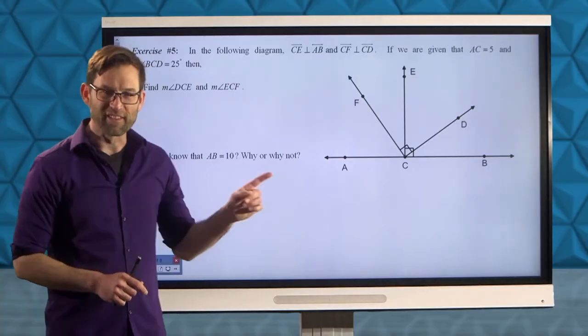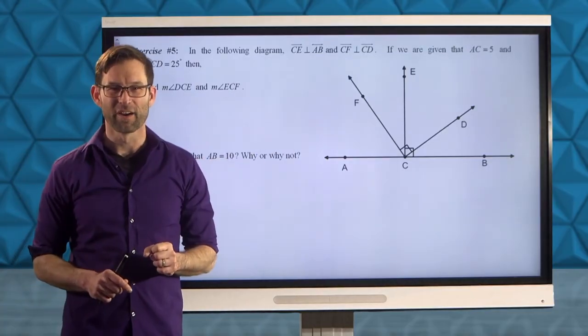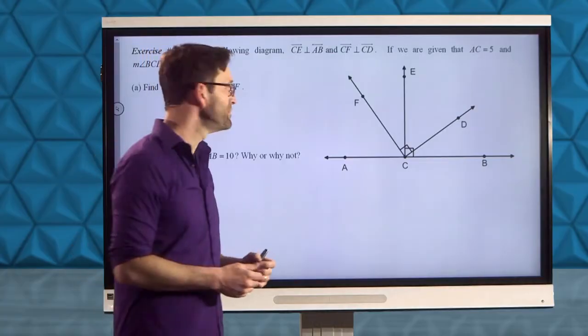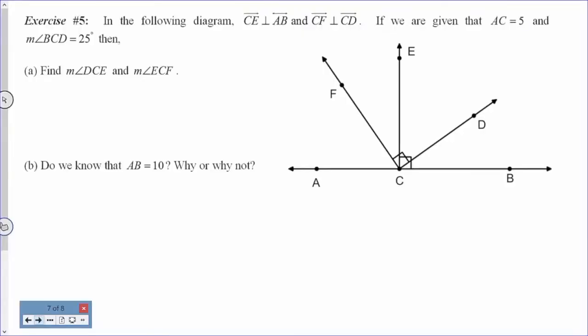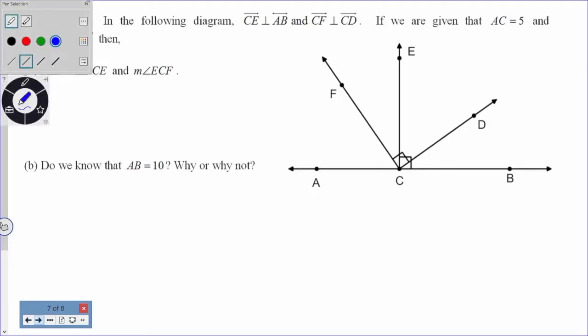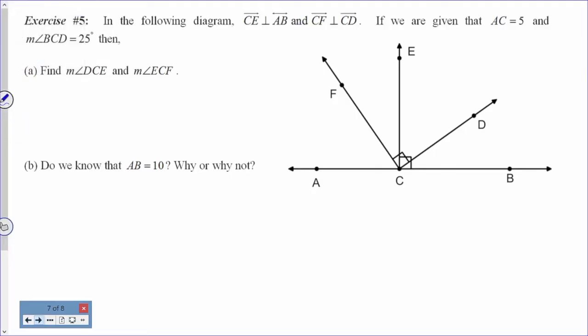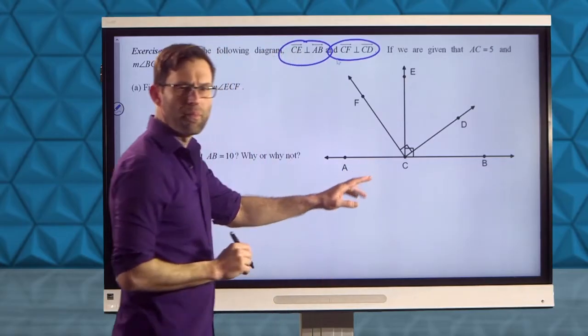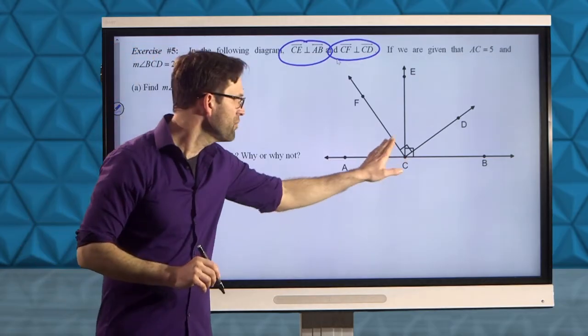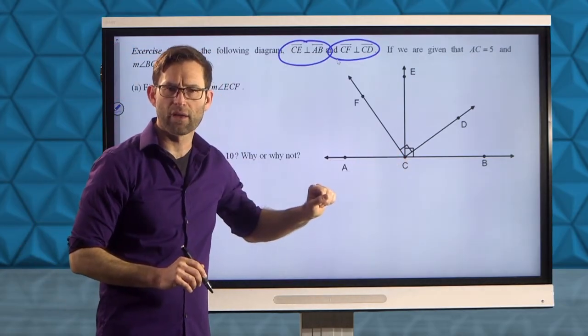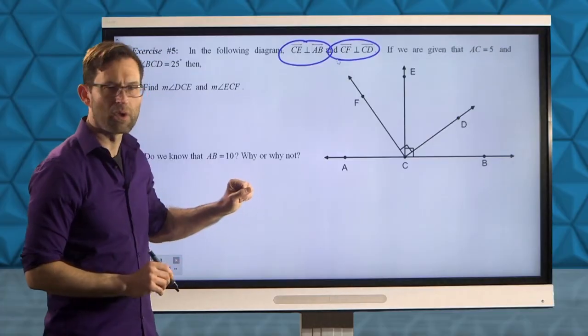Whew. Now this is starting to be a nice diagram. Let's see what we're working with in this problem. In the following diagram, I think I need to change back to pen. Let me do that really quick. In the following diagram, CE is perpendicular to AB. Important. And CF is perpendicular to CD. Now, both of those are marked on the diagram, but it can be a little bit confusing with those right angle markings. Let's keep going.